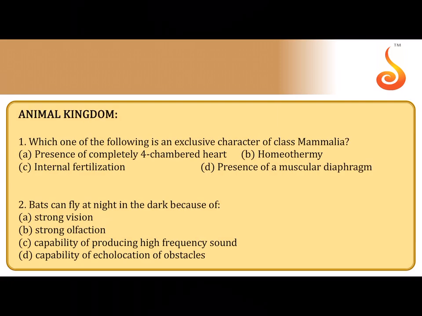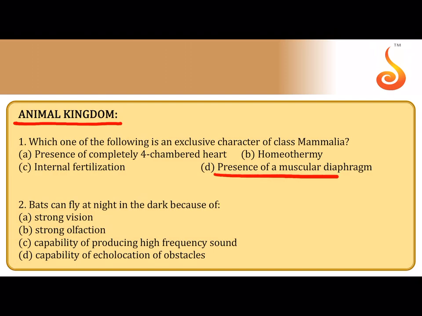Now moving on to the next chapter, that is animal kingdom. So question 1 is, which of the following is an exclusive character of Mammalia? Now exclusive means there shouldn't be any mammal which does not express this character. So we have presence of muscular diaphragm, which divides the body cavity into thoracic and abdominal, is one of the features which is considered to be an exclusive feature of class Mammalia. Okay.